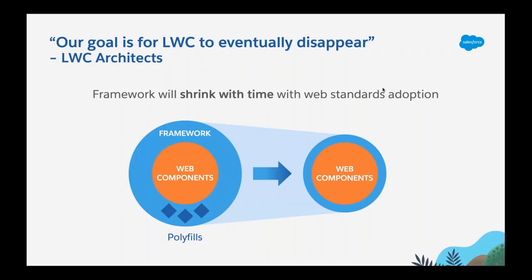Now, you could wonder, why is that yet another framework? Well, this framework is really built with a specific intent, and if I'm quoting the architects behind this framework, it is that we want it to eventually disappear. And the idea is that the framework, instead of growing like most web frameworks do, is intended to shrink with time. So we're going to remove a lot of things from it as web standards evolve.